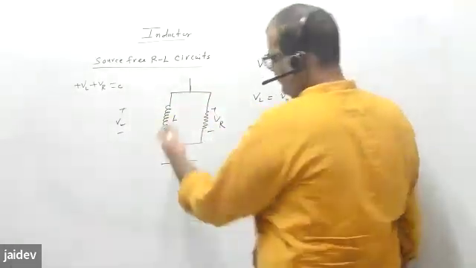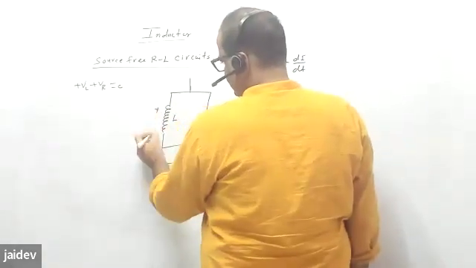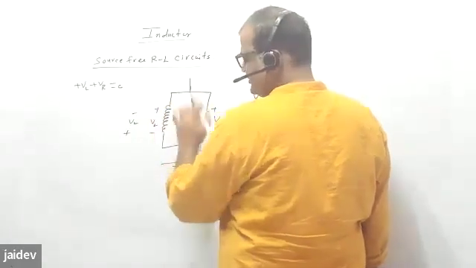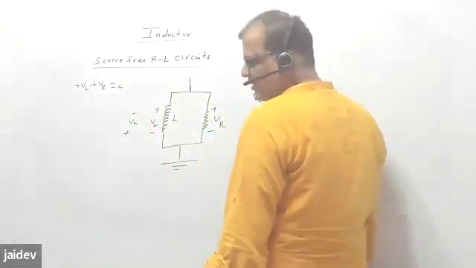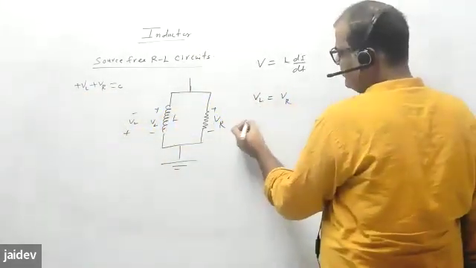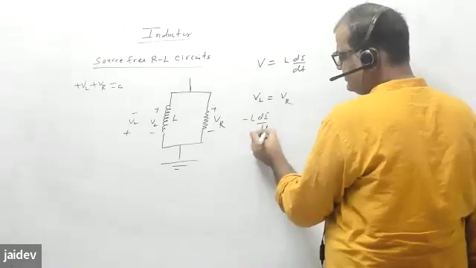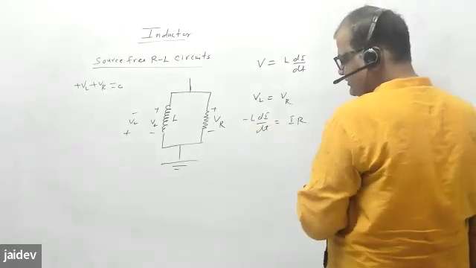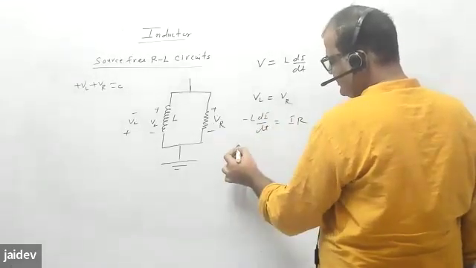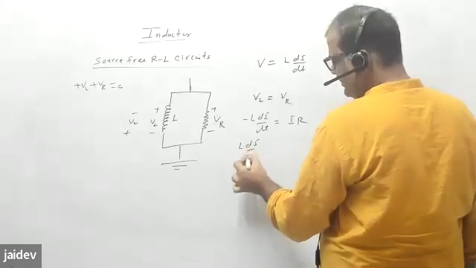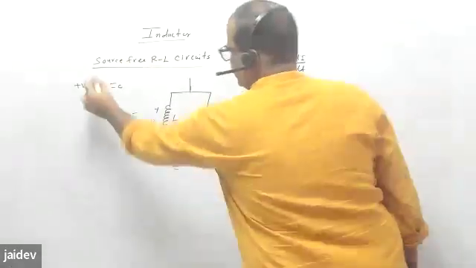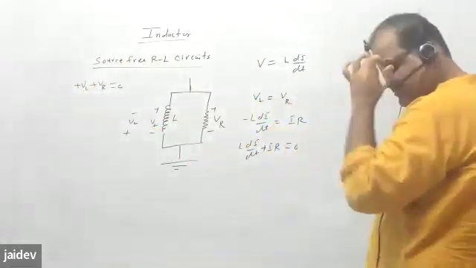So if you write this as your VL, the sign should always be opposite in nature, while the value should be the same. Both are the same thing. So VL is minus L di by dt, and this is I into R. You can write again: L di by dt plus IR equals 0. Same equation, the meaning is the same. You have to understand the way you write it.